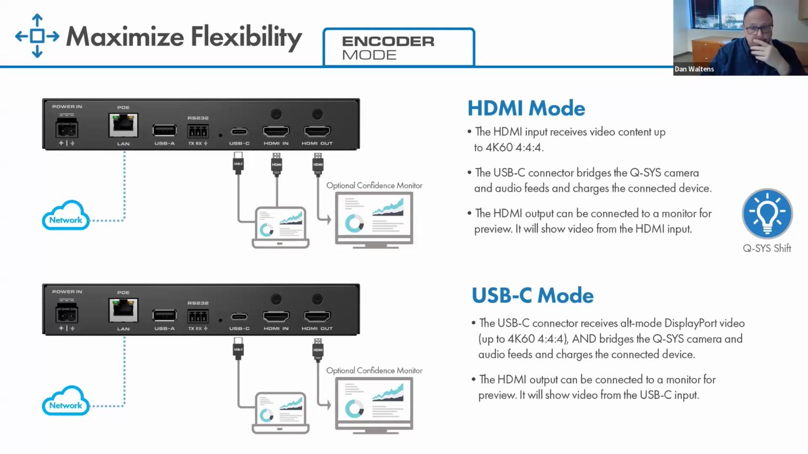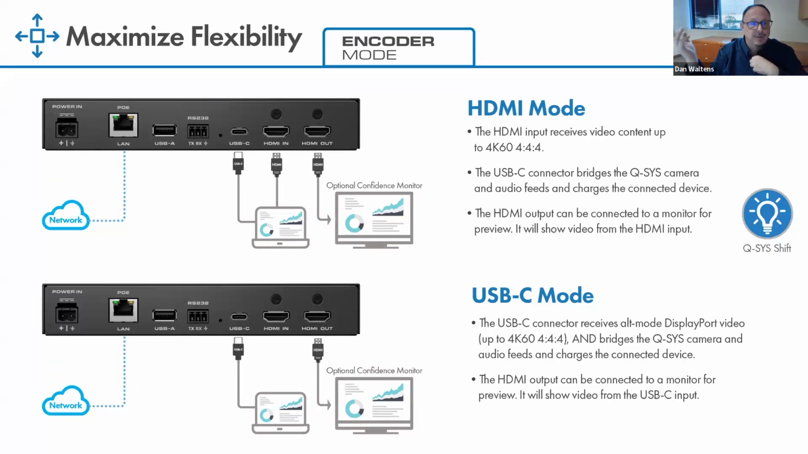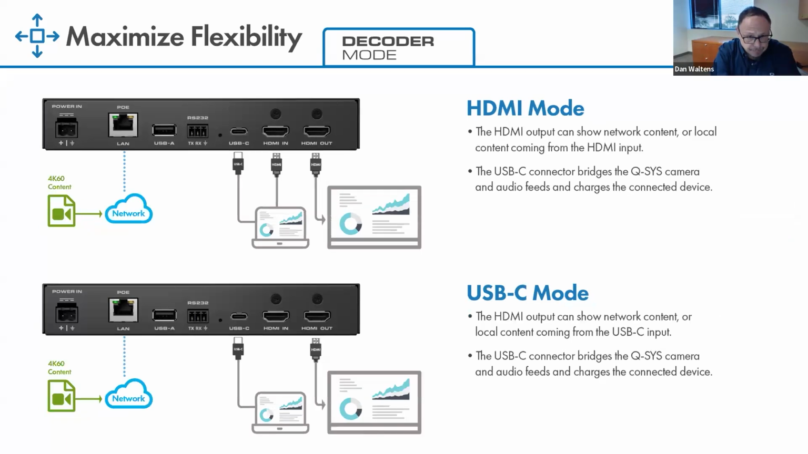But good question. Sure. In USB-C mode, we can still go out on the output side there as well, on encoder mode. So on decoder mode, same kind of thing. We can have an HDMI work as a decoder out. It's going to be able to take decoded content up to 4K 60 from the network and bring that as an output.